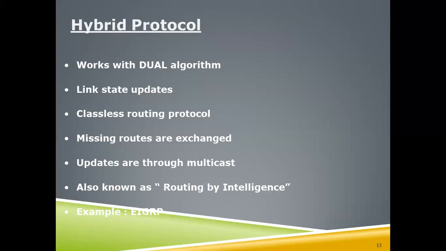EIGRP is a successor of IGRP, which was Interior Gateway Routing Protocol. EIGRP stands for Enhanced Interior Gateway Routing Protocol. The features are very much improved compared to IGRP. IGRP was classful and used to send broadcast, whereas in EIGRP, the features are improved. It uses multicast, it is a classless routing protocol, and it uses an algorithm and certain metrics to find the best path, and it is called routing by intelligence.